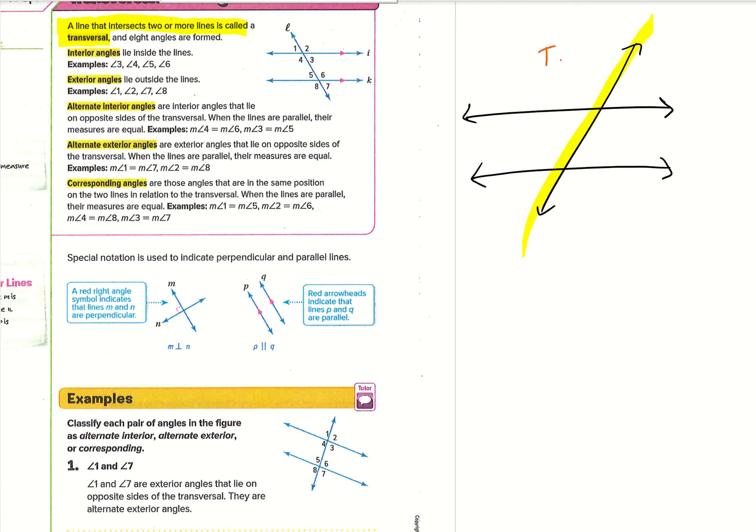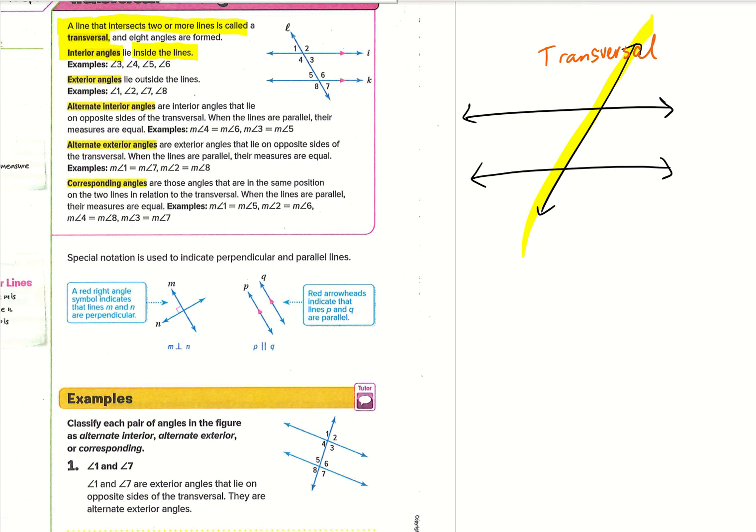That's what we are looking for when we have a transversal. It's just a line that's going to cut through the other two parallel lines. The next one that we have is interior angles. Those are the ones that are inside of the lines.